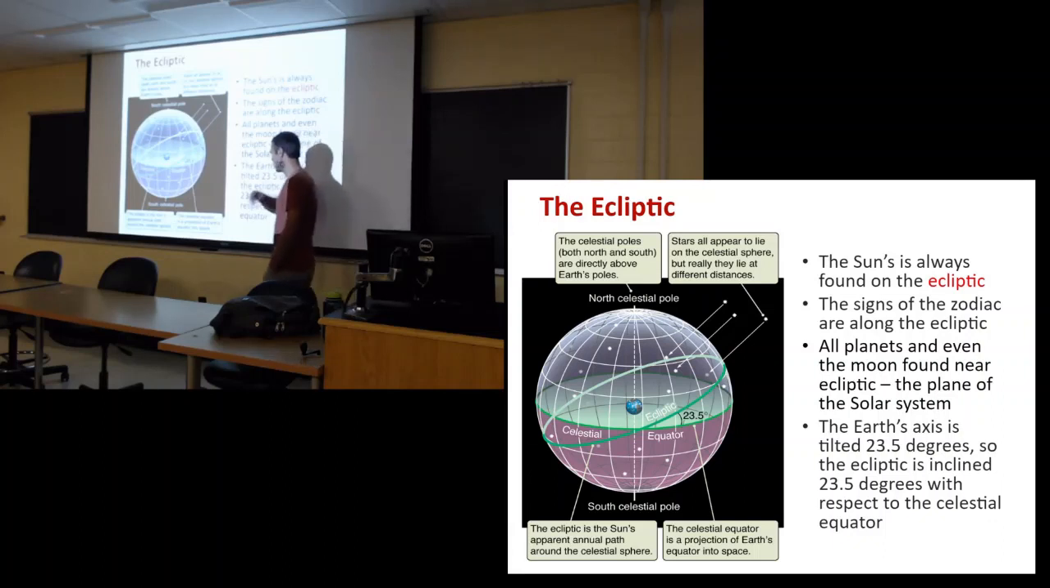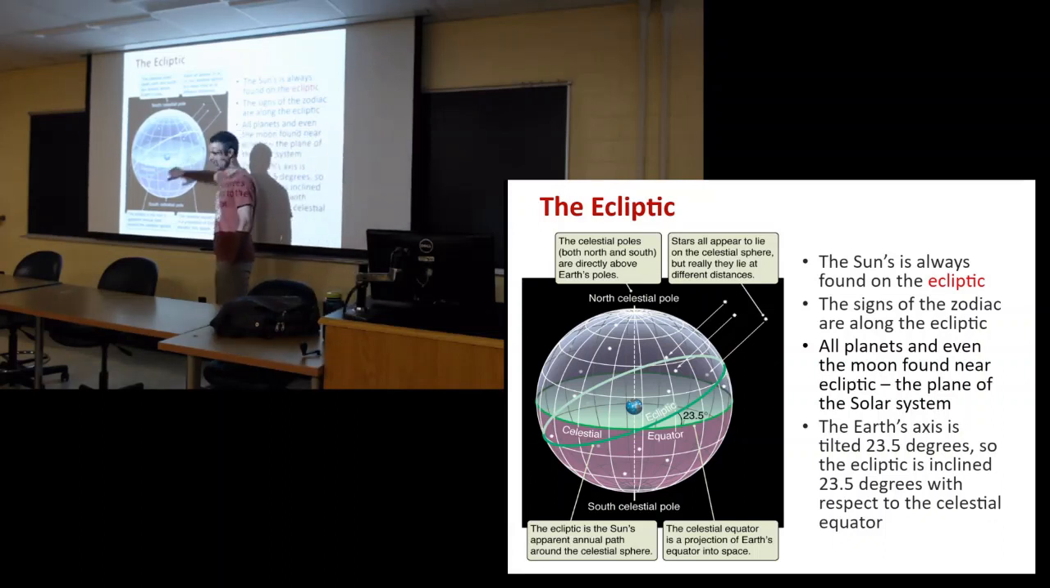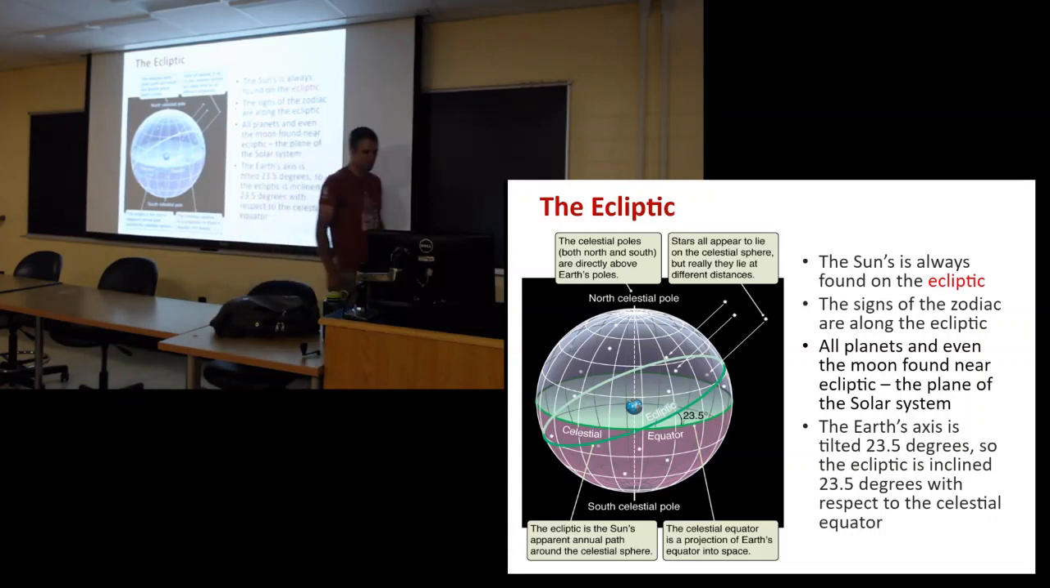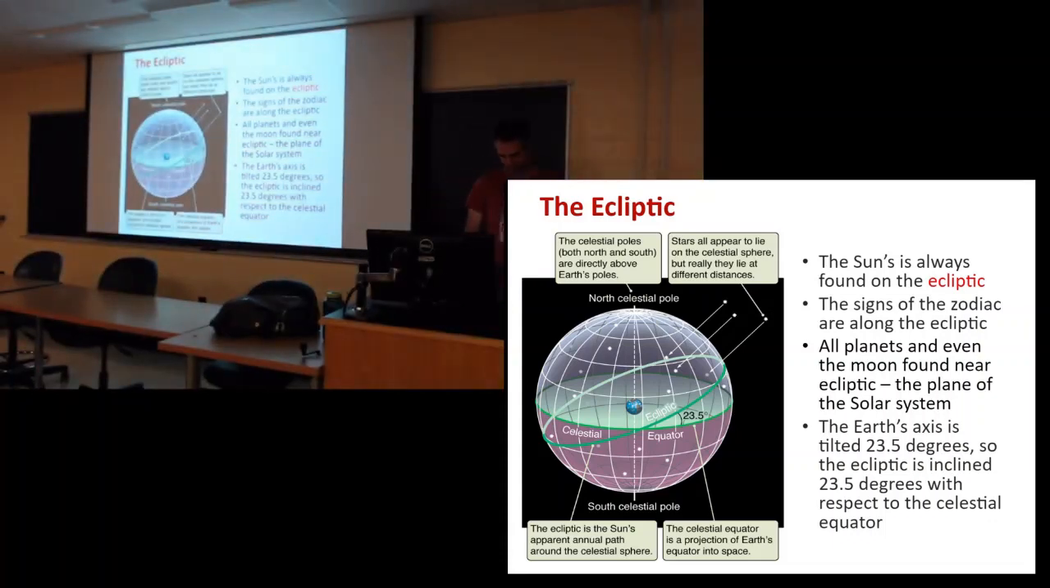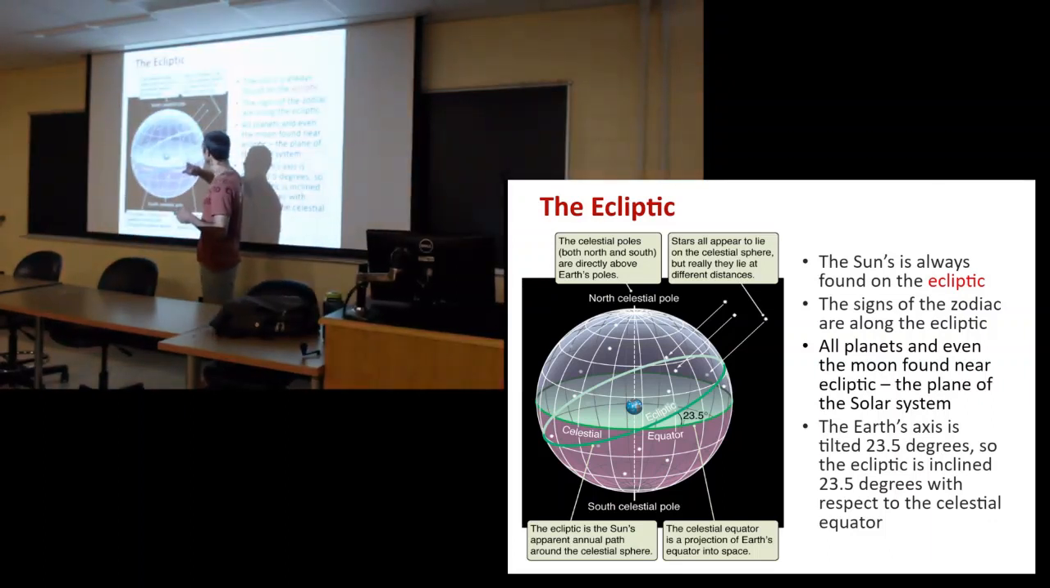So the offset here is 23.5 degrees. Offset between those two, and that actually dictates a lot of things about the seasons and whatnot. The top one is also 23 degrees, right? That's the green, the ecliptic, right? Ecliptic here, celestial equator here, yeah. And I forgot what the name of the light green one is. This one is the celestial equator.